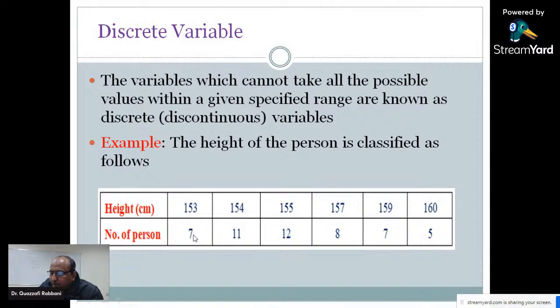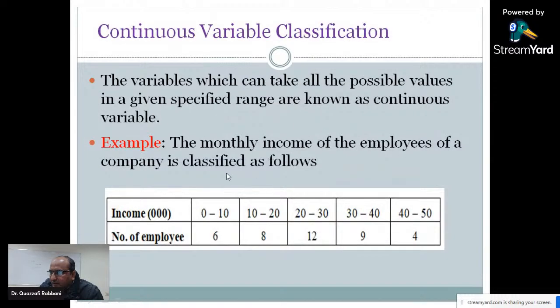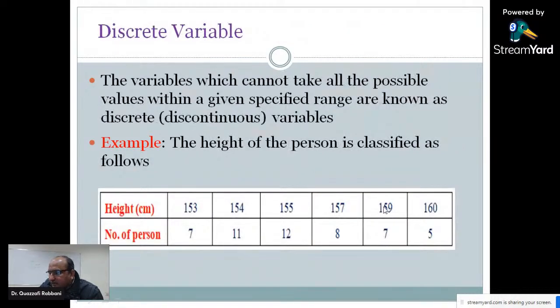So there are 7 persons whose height is 153 centimeter. There are 11 persons whose height is 154 centimeter. 12 persons whose height is 155, and so on. So here the height is given in the discrete case. And in the last slide, income is given as continuous. So this is the continuous case, and this is the discrete case, individual values.